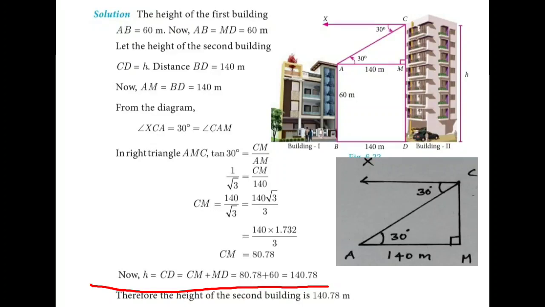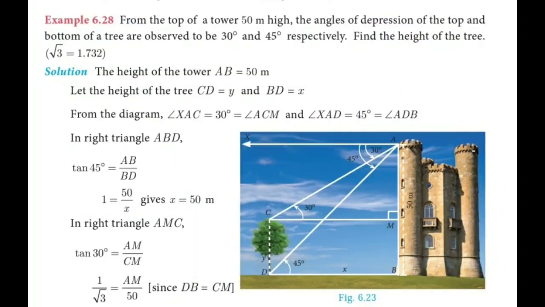Now H is equal to CD, the height of the second building. Then CD is equal to CM plus MD. Then 80.78 plus 60, we get CD is equal to 140.78. Therefore, the height of the second building is 140.78 meter. That's all.